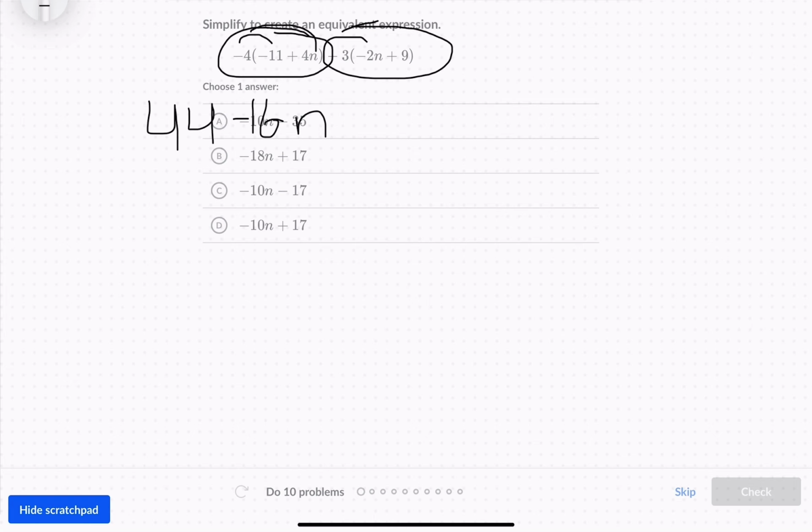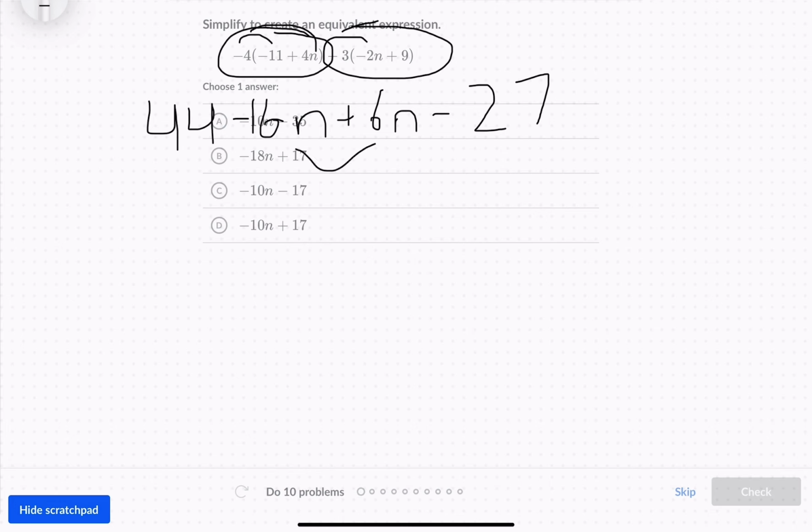Next we have this, -3 times (-2n plus 9). So -3 times -2n is positive because of a negative times a negative. So that's positive 6n. And then -3 times positive 9 is -27. So first we'll do this.